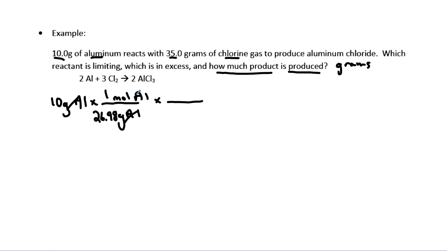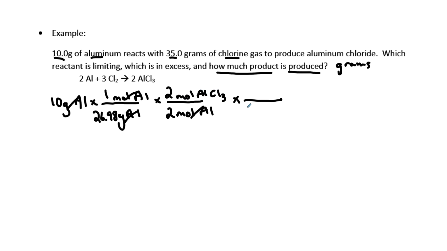Now, I want to switch from aluminum over to aluminum chloride. That's what I want to know about. I want to know about my product. In this case, there is only one product because this is a synthesis reaction. So I don't have to make any decisions here about which product to choose. So I'm going to switch from moles of aluminum over to moles of aluminum chloride. Now remember, this is the mole ratio step. So I pull these numbers, the coefficients, from the balanced reaction. So it happens to be a 2-to-2 ratio or a 1-to-1 ratio. So this step isn't really going to change anything mathematically, but it's basically a record-keeping step.